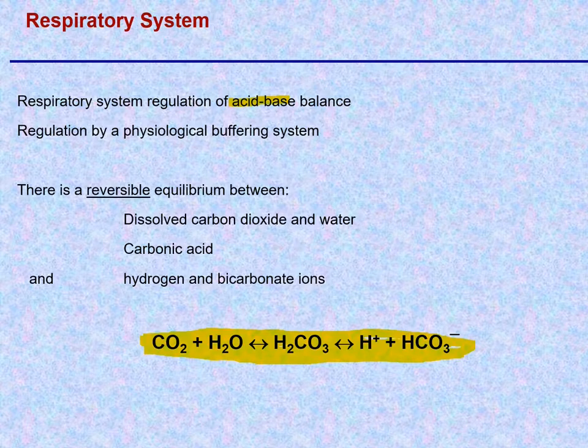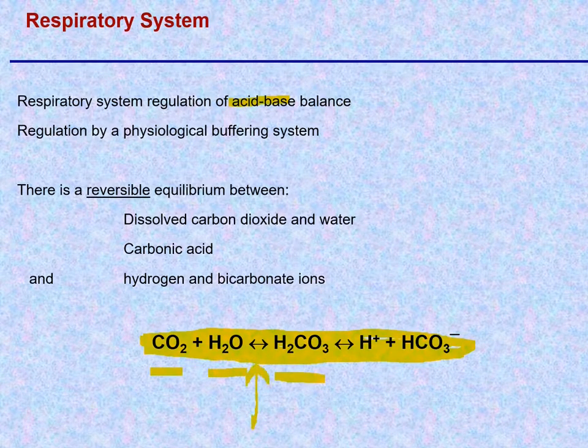You have dissolved CO2 in the blood plasma, and of course you have water. It's a water-based solution. These can interact inside red cells to form carbonic acid, and this can be mediated by the enzyme carbonic anhydrase.